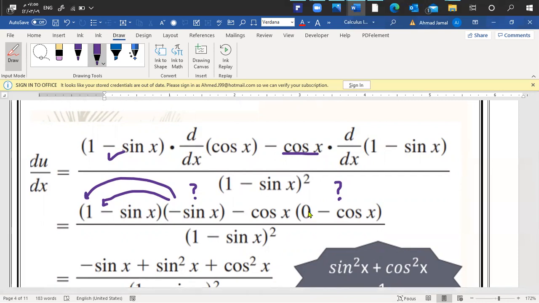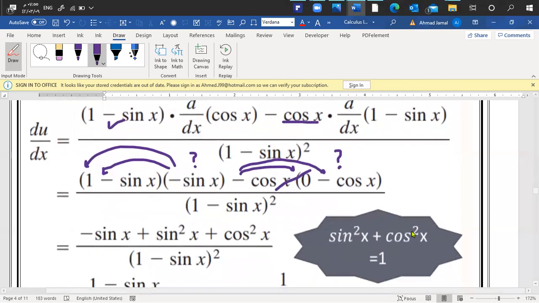Negative cosine multiplied by 0 cancels, and cosine x multiplied by cosine x will be cosine squared x. We should distribute. Okay. We should remember the important formula we studied in algebra 2: sine squared x plus cosine squared x will be 1. So I will cancel this and I will write 1.